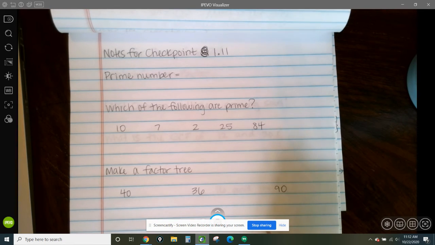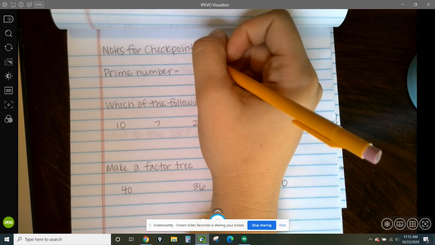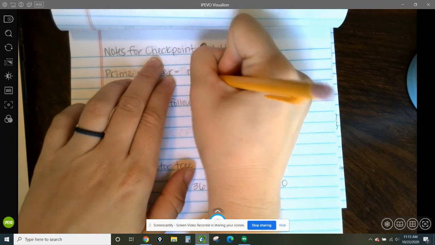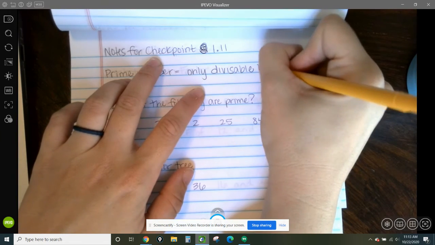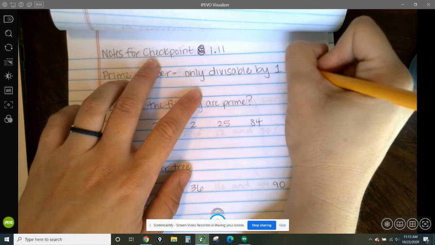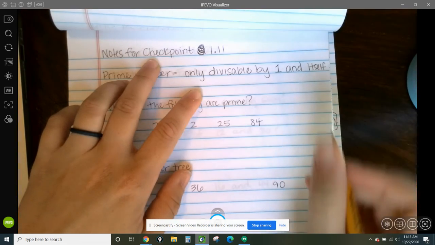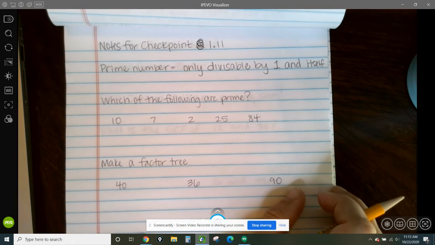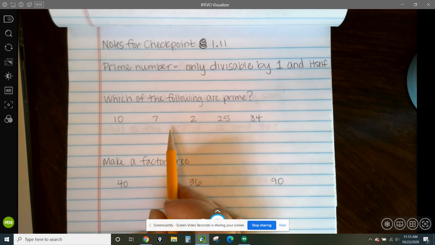Okay, so a prime number. What does it mean to be a prime number? And you can pause the video at any time if you need more time to write, and then just push play when you're ready to go again. Okay, so a prime number is only divisible by 1 and itself. Only divisible by 1 and itself. So we're going to look at what that means here in a second. Make sure you have that definition down.